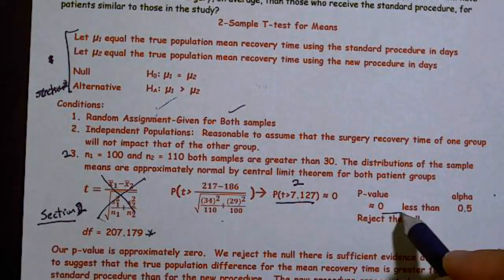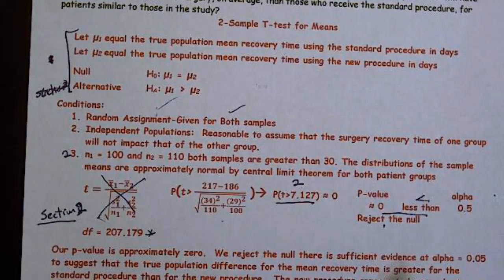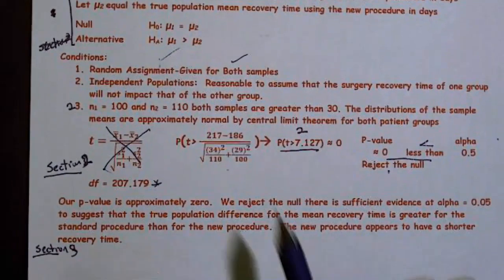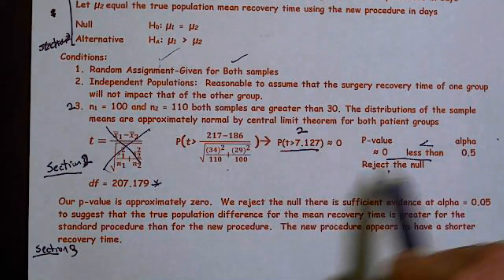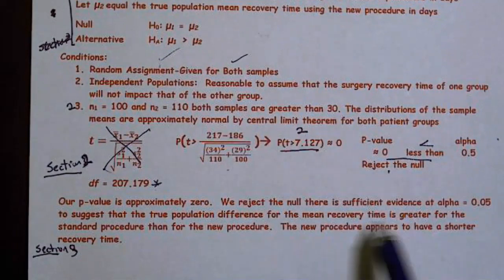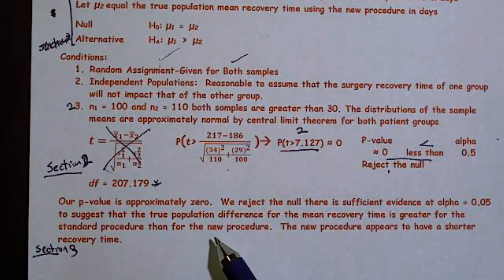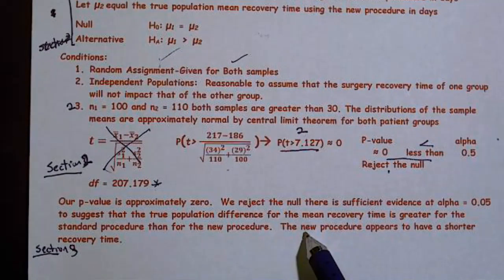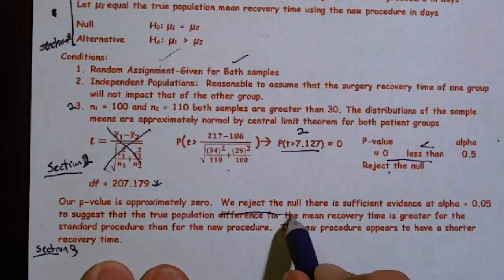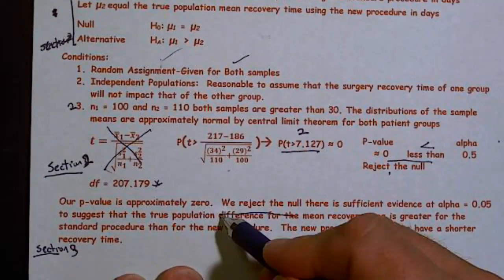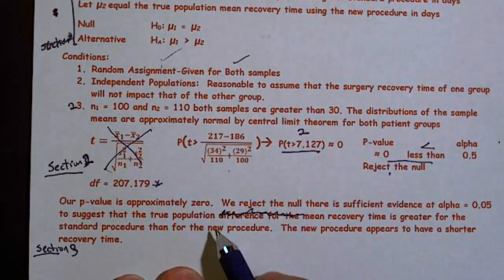We must have the comparison. You can use a less than sign if you want. And then we need our decision, reject the null. Then we put it into context. Our p-value is approximately 0, which is less than alpha. We reject the null. There is sufficient evidence at alpha equal 0.05 to suggest the true population mean recovery time is greater for the standard procedure than for the new procedure. The new procedure appears to have shortened recovery time. Probably better to phrase it like that: true population mean recovery time is greater for the standard procedure than the new procedure. The new procedure appears to have shortened recovery time.